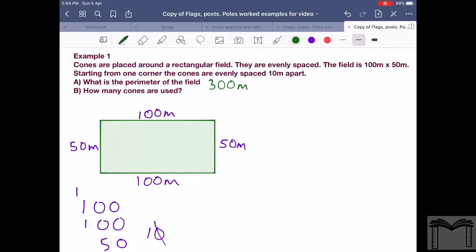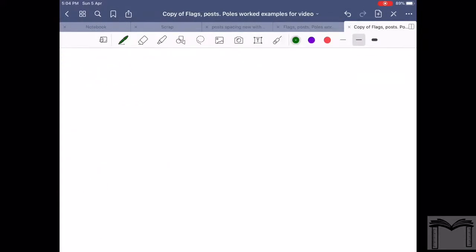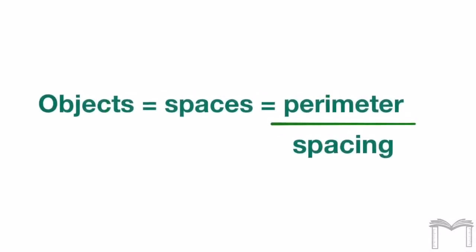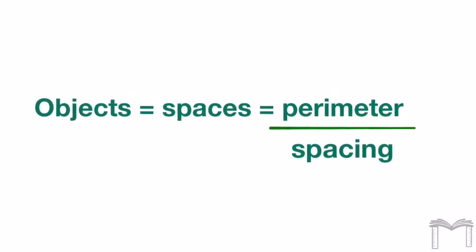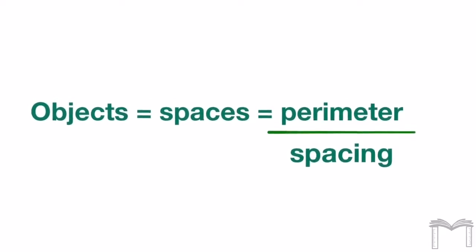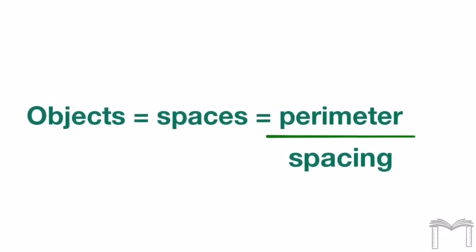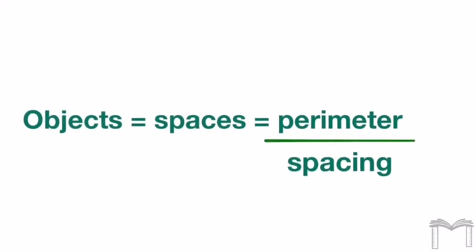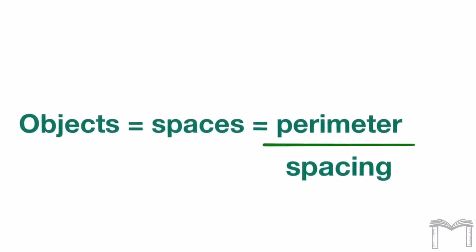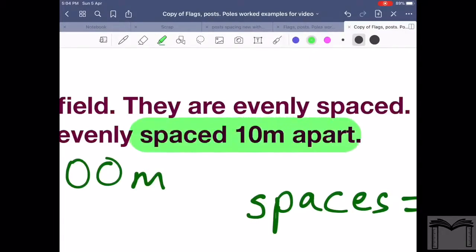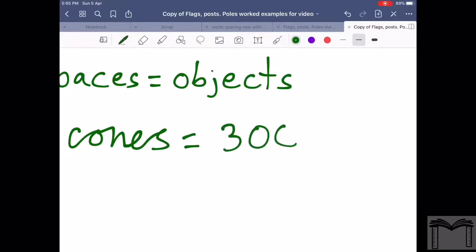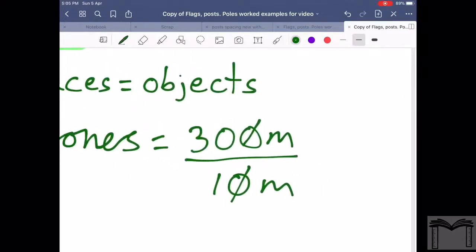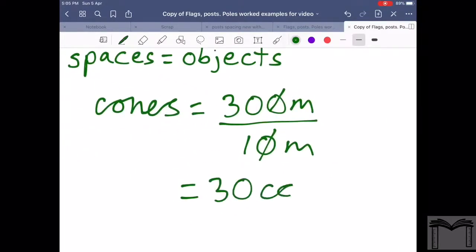Part B, how many cones are used? So remember, for objects around their perimeter, the number of spaces is equal to the number of objects, such as the cones. The formula for the spaces or the objects is equal to the length, which in this case is a perimeter. So it's the perimeter divided by the spacing. They gave us the spacing to be 10 meters. 300 meters divided by 10 meters. We can cancel 1 and 0 on top with 1 and 0 below. So that's 30 over 1, which is equal to 30 cones.